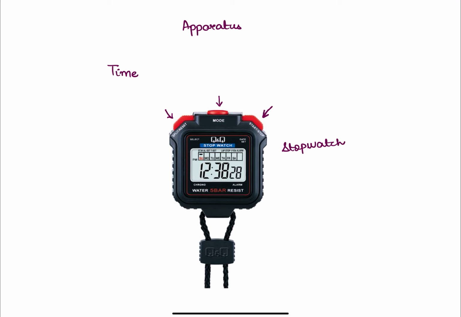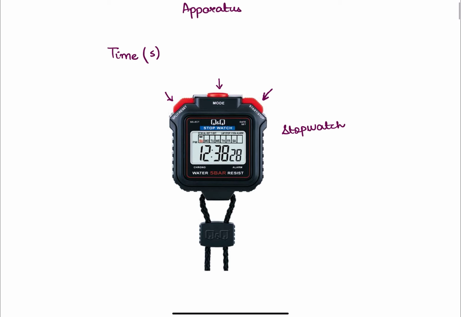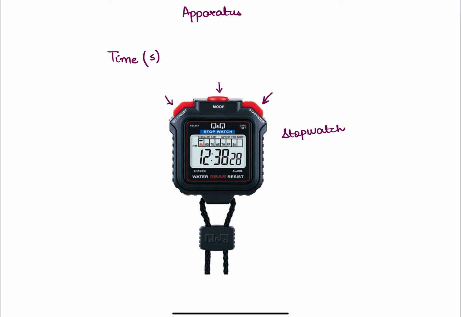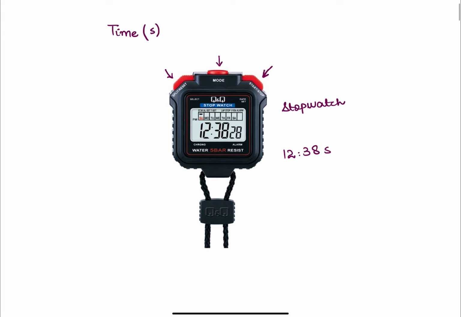Now, on a stopwatch, the time is basically recorded in the SI unit of seconds. The stopwatch records time in seconds. Currently, you can see that the time is recorded as 12.38 seconds. This is the actual time, 12.38 seconds, right? But usually in your experiments and your syllabus, they ask us to record the time to the nearest second. So time is recorded to the nearest second.